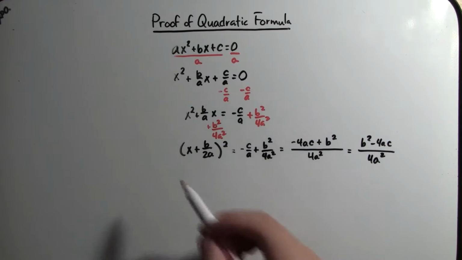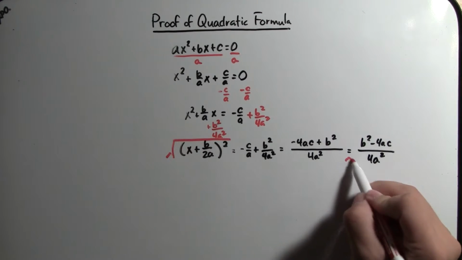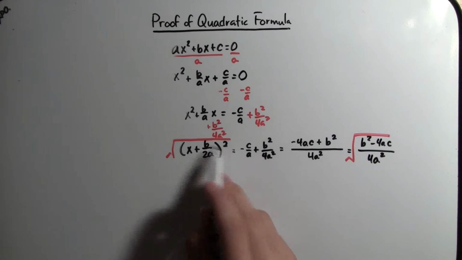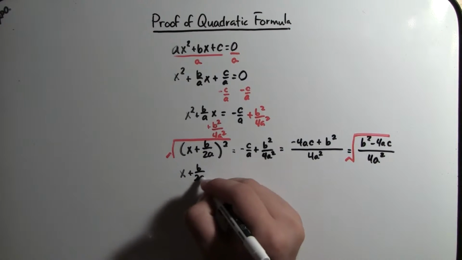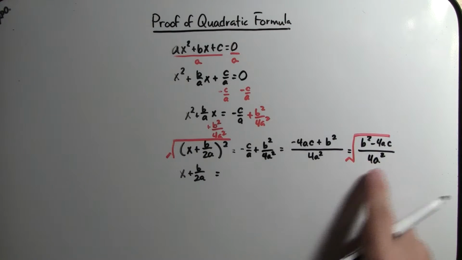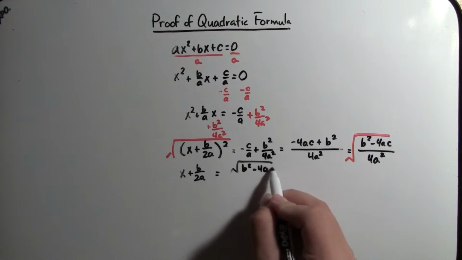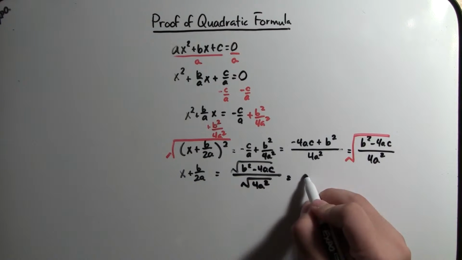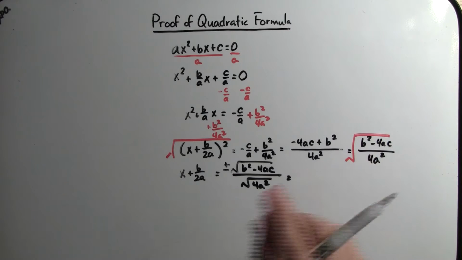So now we want to take the square root of both sides. The squared and the square root cancel out, so we're just left with x plus b over 2a. That is equal to the square root of this thing, which is the square root of b squared minus 4ac over the square root of 4a squared. And actually, this has to be plus or minus, because if you're taking the square root of this positive term, you can have both positive and negative solutions.